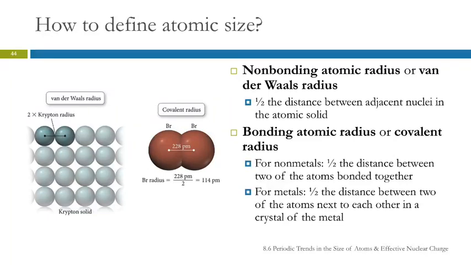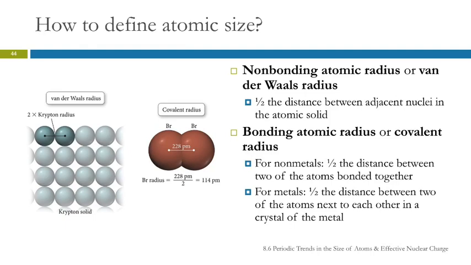Now we're going to examine some periodic trends. So trends, patterns in the periodic table. One of those is atomic size, how large an atom is. Well, how do you define the size of an atom? These are not marbles that you can measure with a ruler.